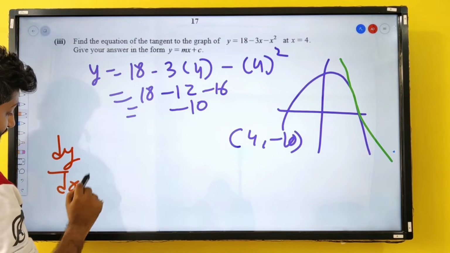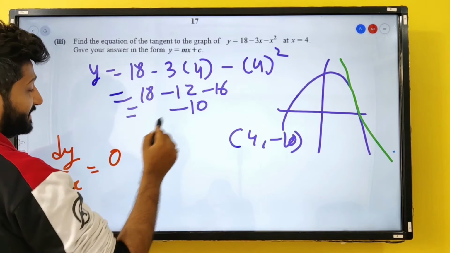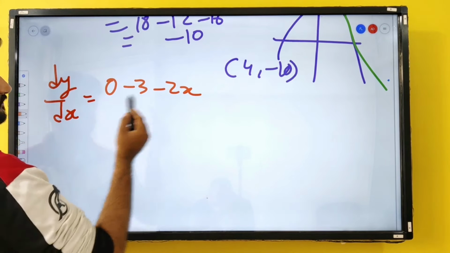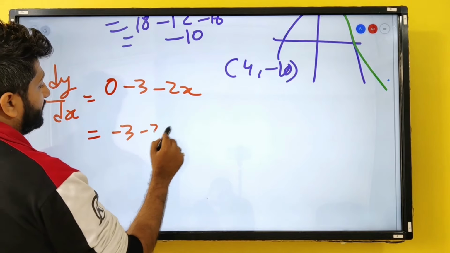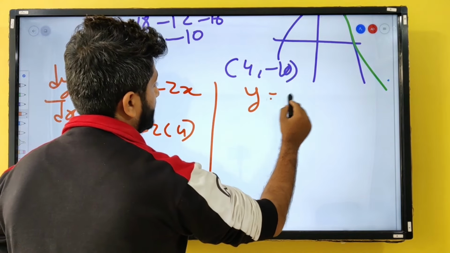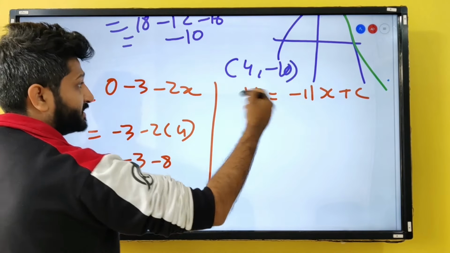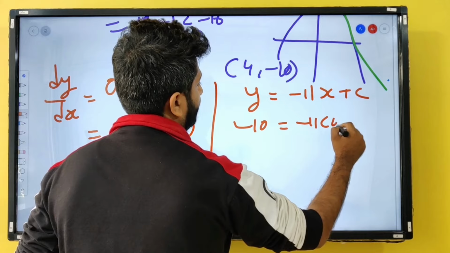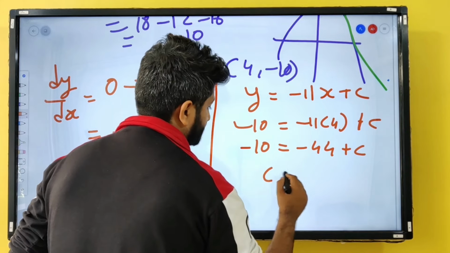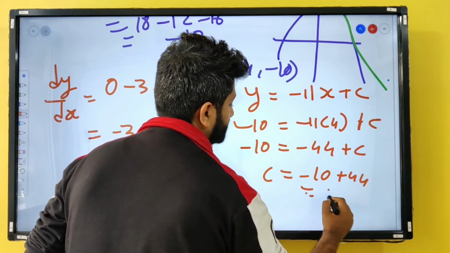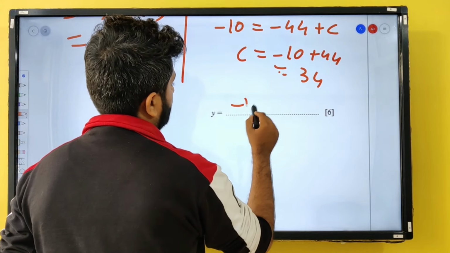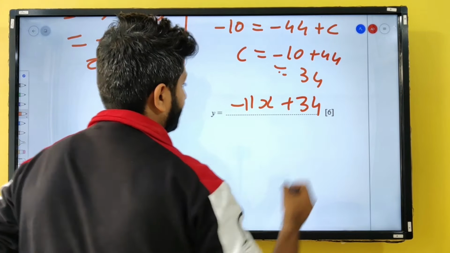dy by dx, next step. Differentiation of 18 is 0. Differentiation of minus 3x is minus 3. This is minus 2x, right? So we are supposed to find out the value of the gradient at x equals 4. So minus 3 minus 2 times 4, minus 3 minus 8, my gradient is minus 11. So our equation is y equals minus 11x plus c. So let us substitute this value into y equals mx plus c. So minus 10 equals minus 44 plus c. c equals minus 10 plus 44. c is 34. So my equation is y equals minus 11x plus 34.